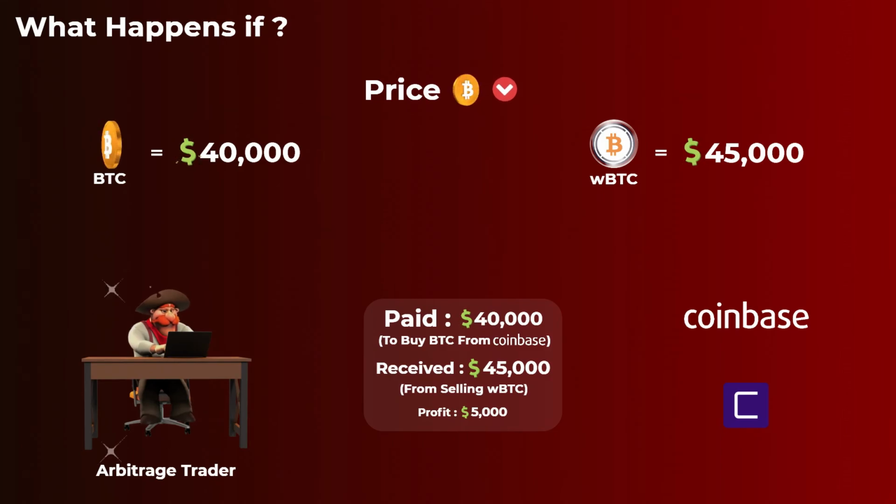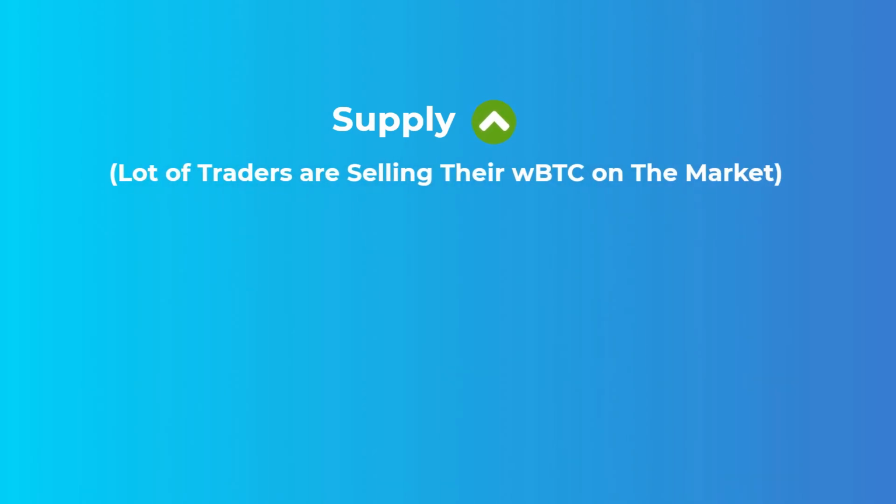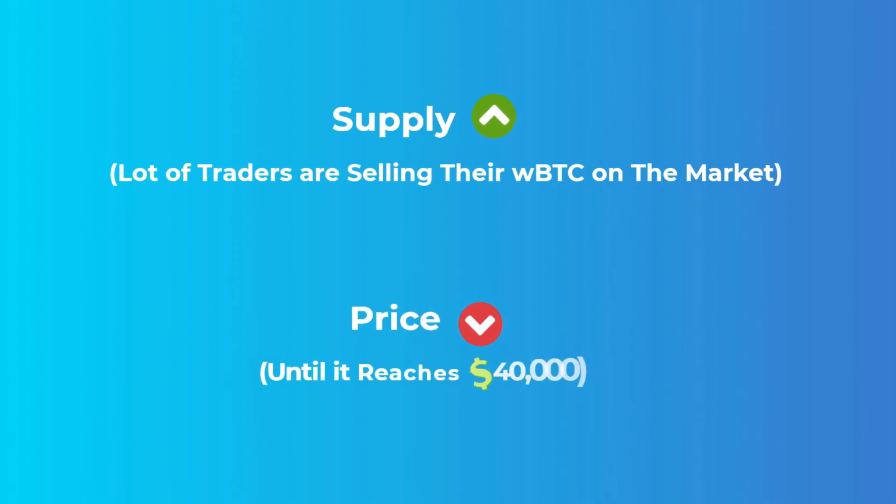In this case, what these traders did will increase the supply of the wrapped Bitcoin in the market, as a lot of traders are selling their wrapped Bitcoins. This large increase in the supply will push down the price of the wrapped Bitcoin on the market until it reaches $40,000, and that is where no more profits can be made, so the price will stay at that level until the price of Bitcoin moves again.